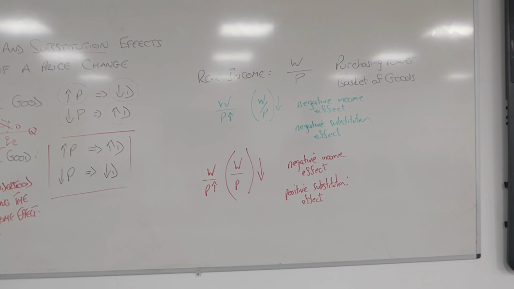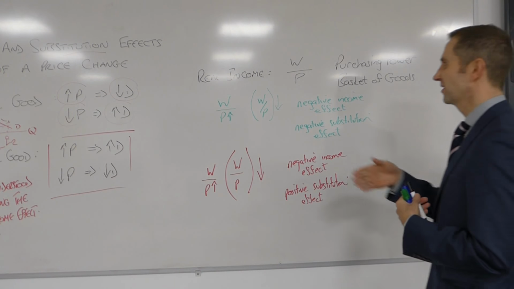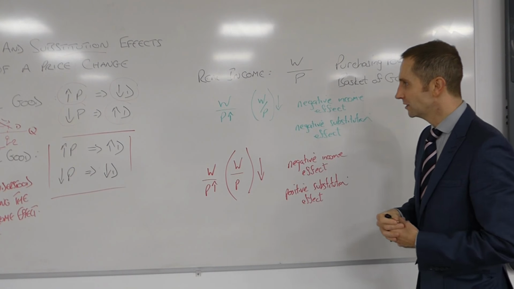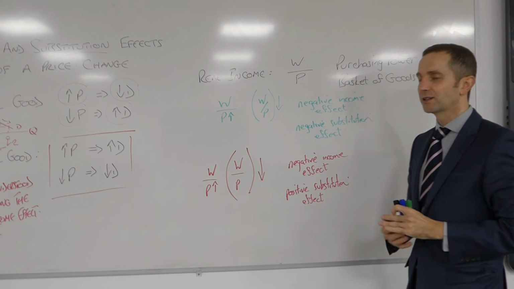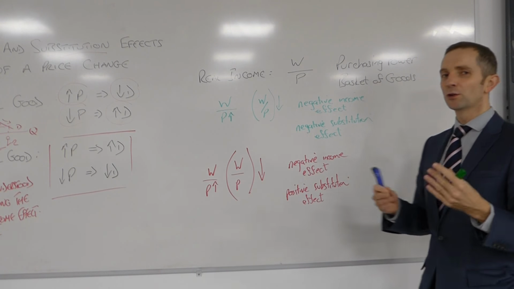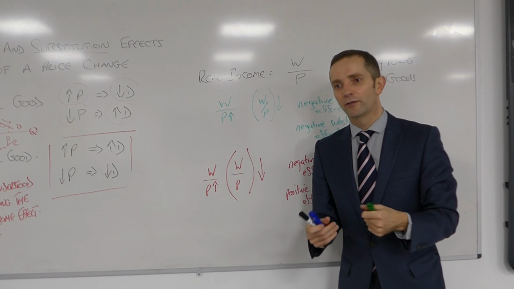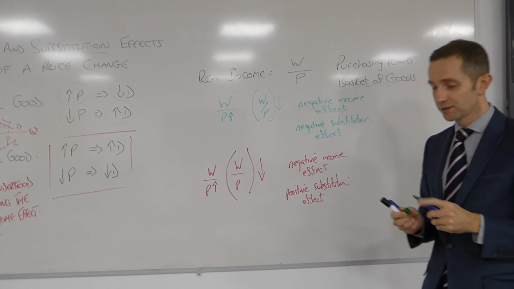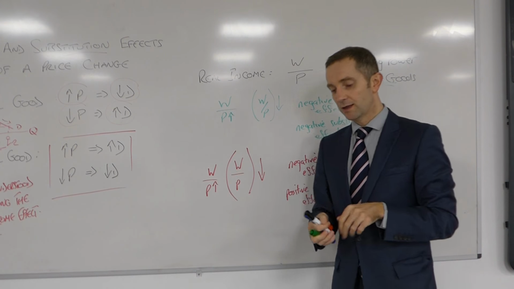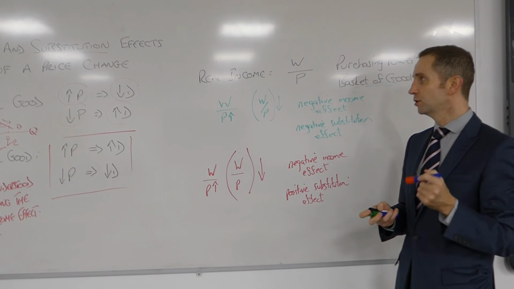Okay. So the real income effect, ladies and gentlemen, I like to think of it as the real income or the real wage, defined as the money wage, W, divided by the price level, P. So in other words, it's giving you a flavour of the basket of goods that you can purchase given your income.